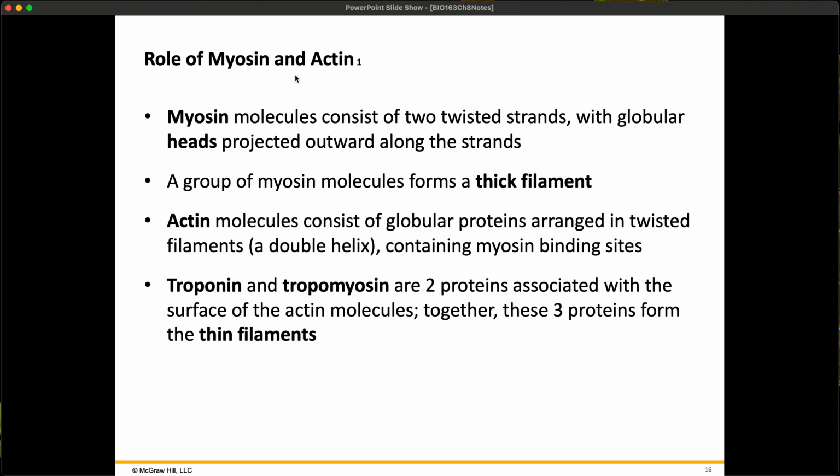So looking specifically at the role of myosin and actin in this, myosin is two strands twisted together, and they have these heads that project out. So the myosin heads are very important, and together they form the thick filament. Actin has to have troponin and tropomyosin associated with it to create the thin filament. Actin is what actually has the myosin binding sites. The myosin heads are going to attach to the binding sites on actin once the troponin and tropomyosin have been moved out of the way.